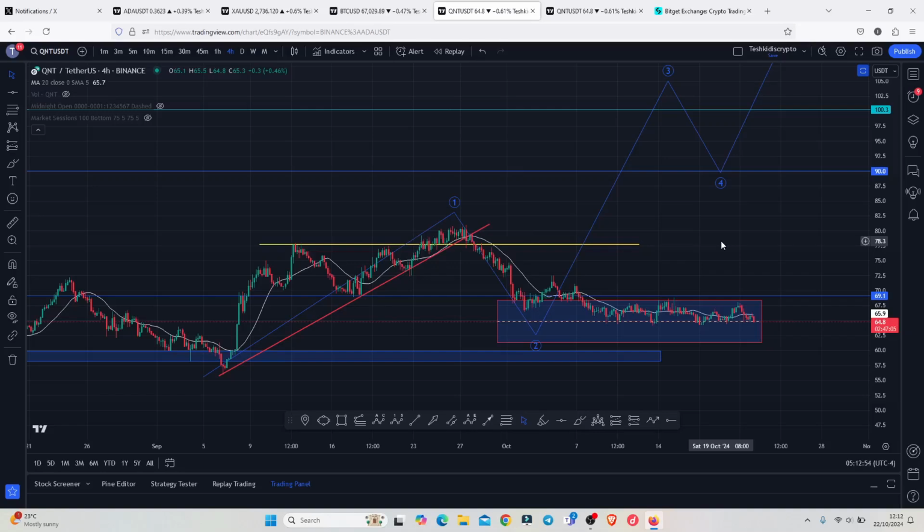QNT continues to hold within our key area of support that lies between the $68.4 and the $61.3. And at the time of this recording, we have also lost the 20-day MA here on the 4-hour chart, flipping it back into resistance.